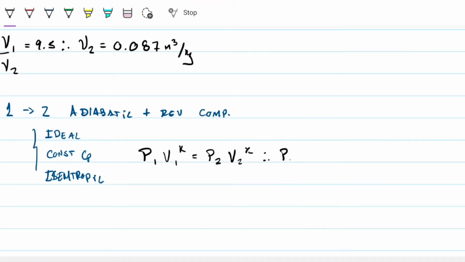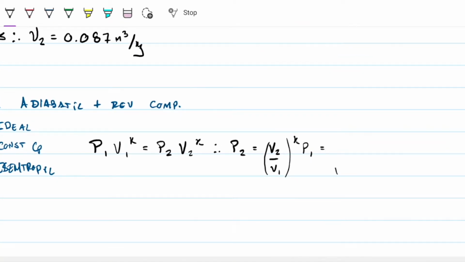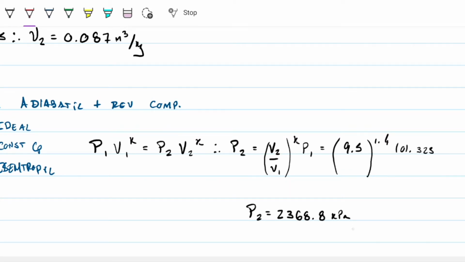So that means my P2 will just be V1 over V2, to the K, times my P1. And we know that ratio is 9.5. With K equal to 1.4, and P1 just 101.325 kilopascals, that means P2 equals 2,368.8 kilopascals. Great.